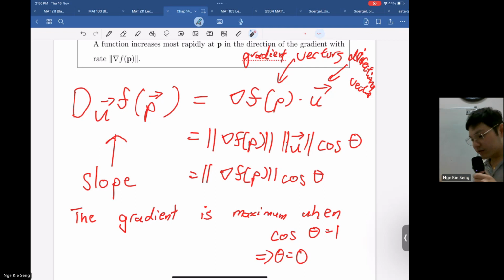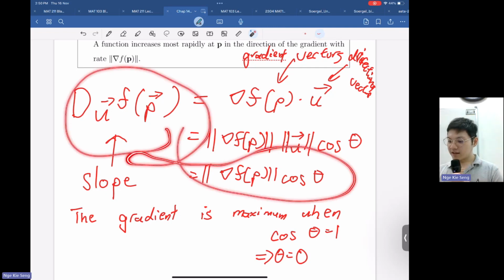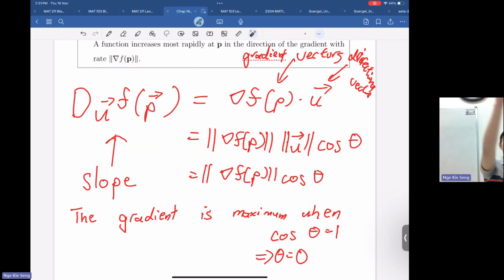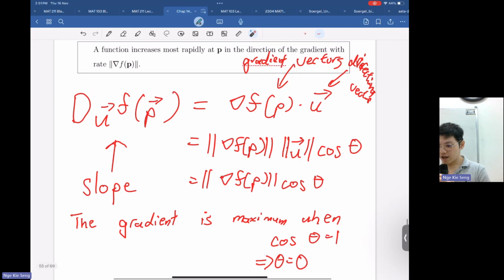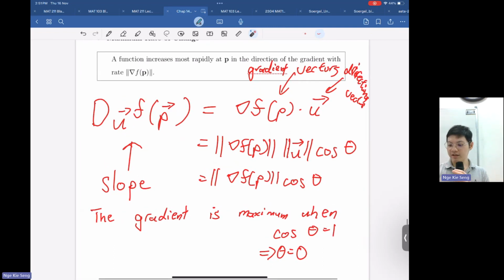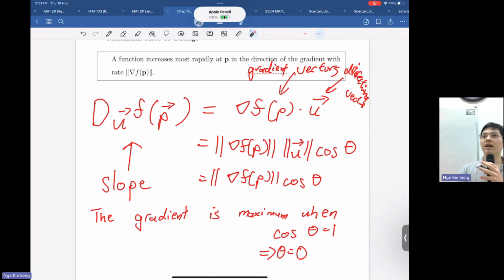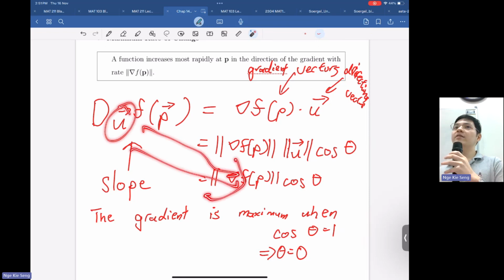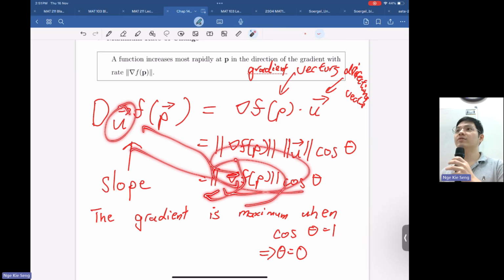So when does this slope get the largest? When you have the same direction as the gradient, when theta is 0. When you have the same direction as your gradient, you have the largest slope. So if you align your u to the direction of your gradient vector, you get the most.